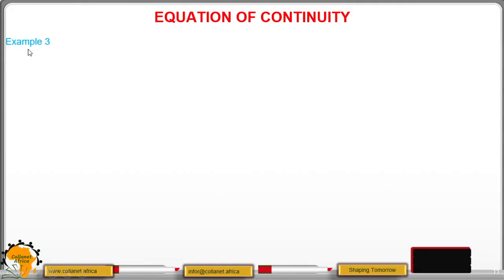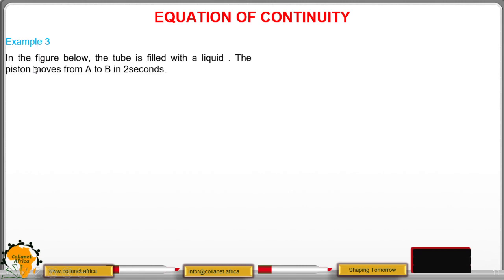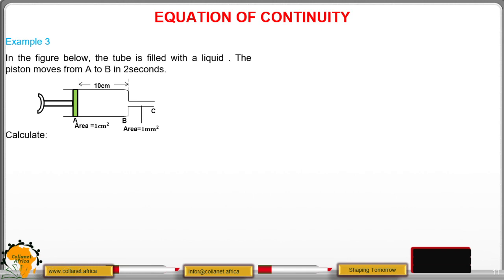And our final example, which is example number 3. In the figure below, the tube is filled with a liquid. The piston moves from A to B in 2 seconds. So we have this. It is a syringe, and I want us to do these calculations here.